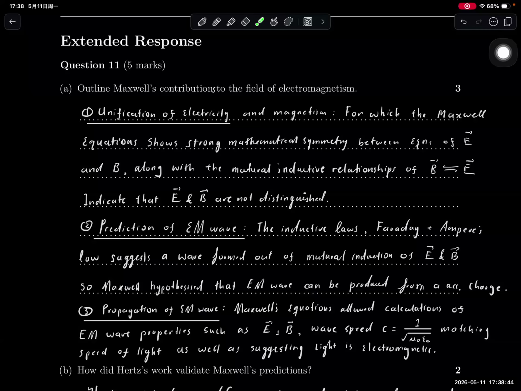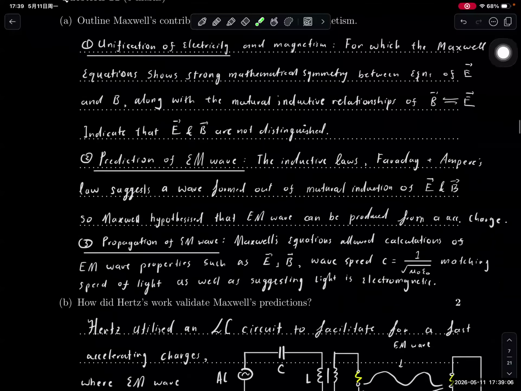The third contribution is where he used the equations and calculated the speed of this wave and also a bunch of other geometrical related properties. It was shown that the speed of light was very consistent with the speed of the electromagnetic wave, demonstrating that electromagnetic wave is the nature of light. So to justify for this, make sure to write in dot points.